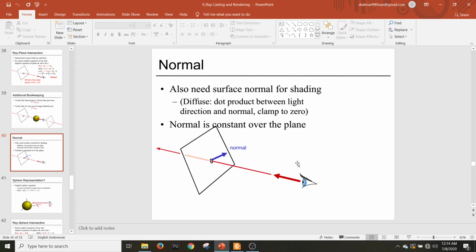So this particular effect will come based on the surface normal, what angle the surface normal makes with the direction of the light. So the dot product between the light and the normal will be used for shading.